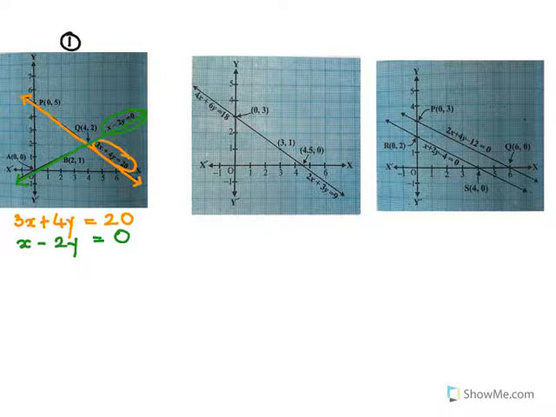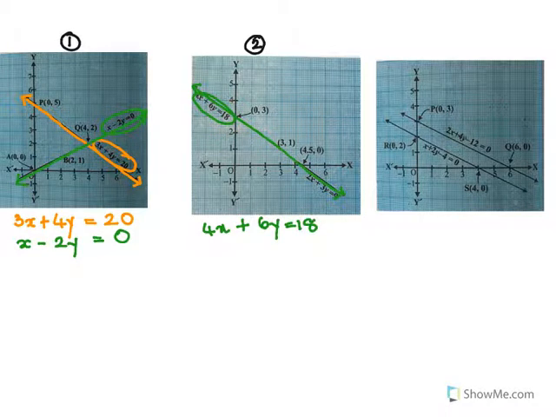Now let's get on to the second figure. Here I can see one and only one line. It is represented by this equation. There are two equations here, 4x plus 6y equal to 18, and another equation, 2x plus 3y equal to 9. And this second equation is also represented on the same line. Both the lines coincide, one over the other.